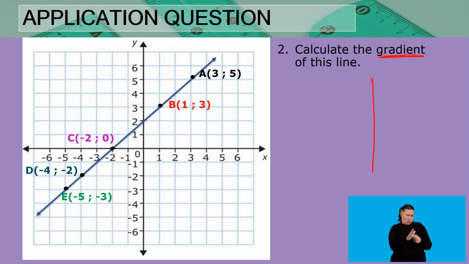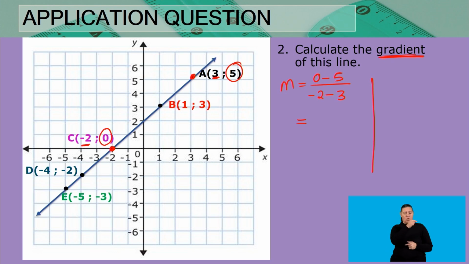And just to show you that, we will calculate the gradient twice using 2 different points. Let's start with point C and point A. So remember, the gradient is the vertical change divided by the horizontal change. So if we start with point C, that will be 0 minus 5. For the vertical change, the y values. And because we started with C for the vertical change, it means we need to start with point C for the horizontal change as well. So we are going to have a negative 2. And this is going to now subtract a 3. So negative 2 minus a 3.